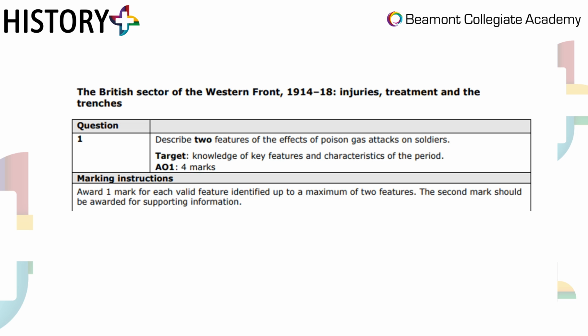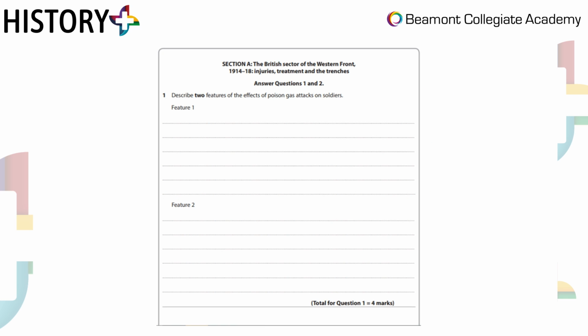So how might we answer this question so that we get the full 4 marks? My first point is going to be: chlorine gas affected the victim's breathing. If I left this answer at that, then I would get 1 mark out of 4. So in order to develop this, I've added a point: this meant that the victim died very quickly from suffocation. That's going to get me 2 marks out of 4 for that first feature.